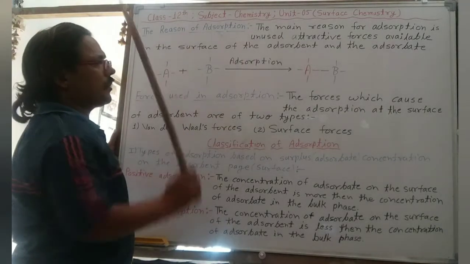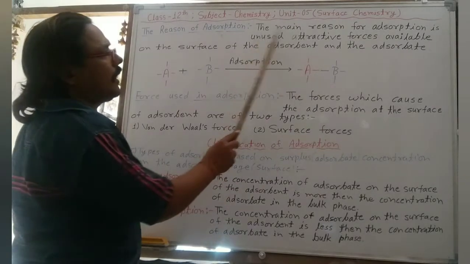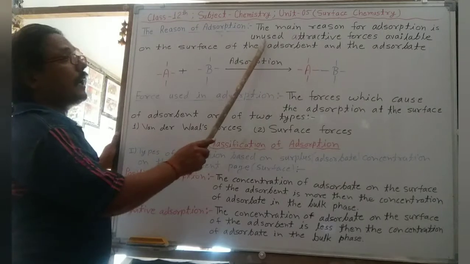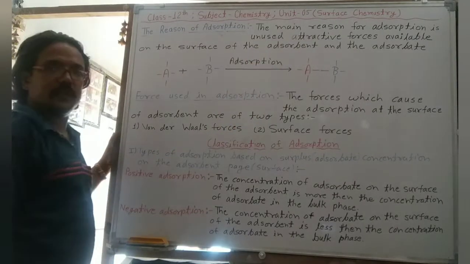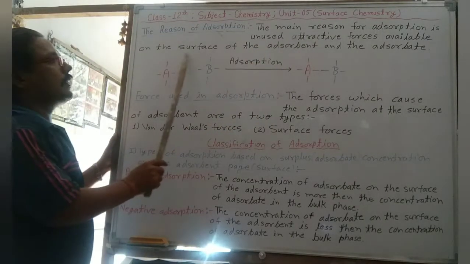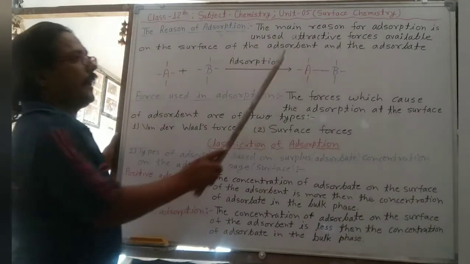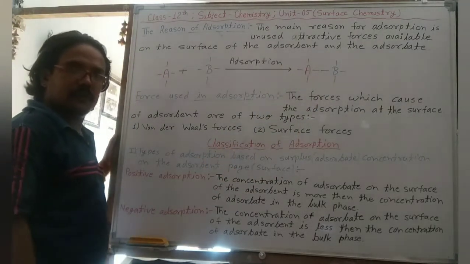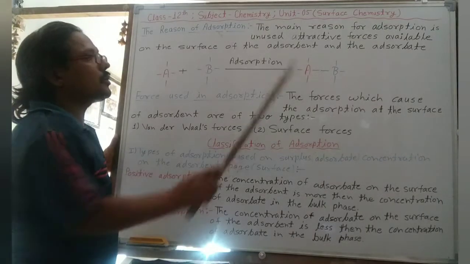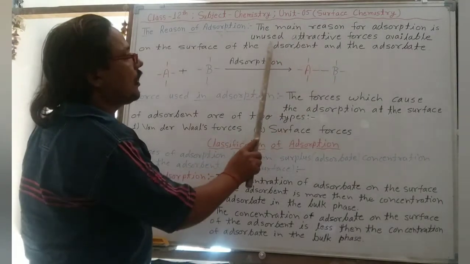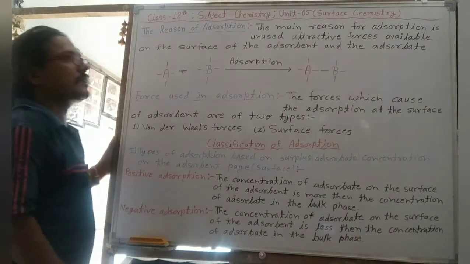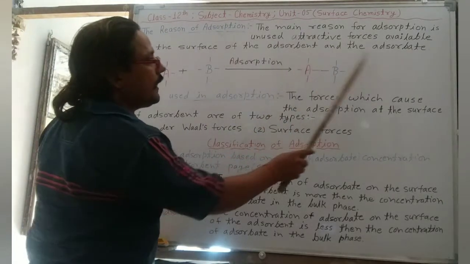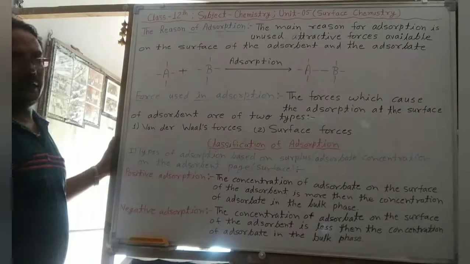The main reason for adsorption is unused attractive forces available on the surface of the adsorbent and the adsorbate. The main reason is unused valencies or unused forces available on the surface of the adsorbate and adsorbent.